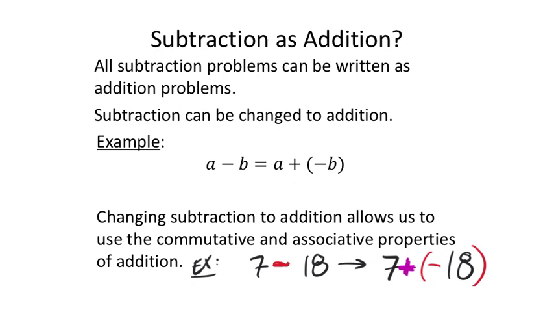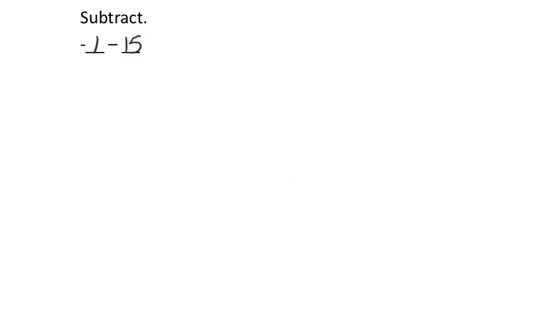Why would we want to do this? It's because if I change this into addition, just like we did with those last few problems, if the signs are opposites, like these two are, then we can just apply addition of integer rules to this type of problem as well. So -1 minus 15. So let's first change this into an addition problem, and then we'll actually solve it.